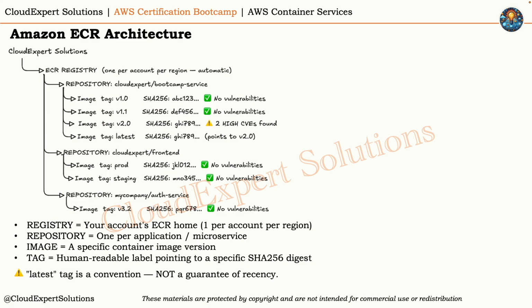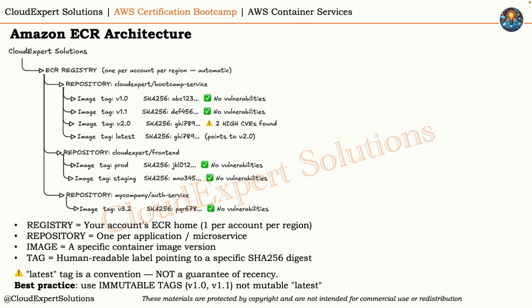There is an important nuance about the latest tag. It's just a convention. It does not automatically track the newest image unless you explicitly push to it. The AWS best practice is to use immutable version tags like version 1.0, version 1.1, version 2.0, not mutable tags like latest in production. Immutable tags can be enforced as a repository setting to prevent accidental overwriting of an existing tag. We have a dedicated section in this module.